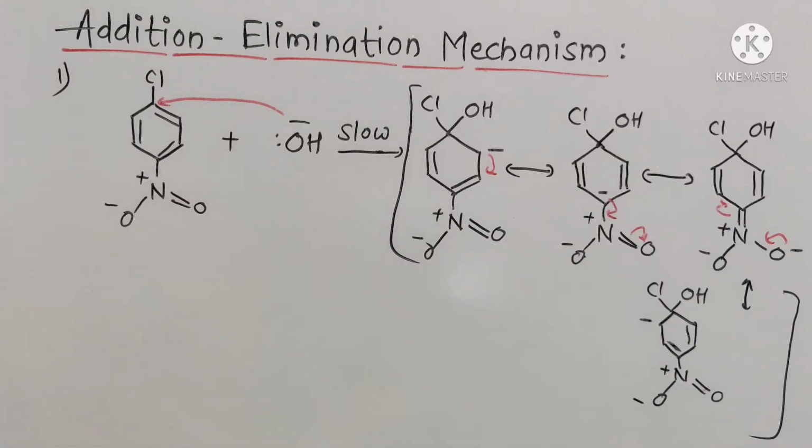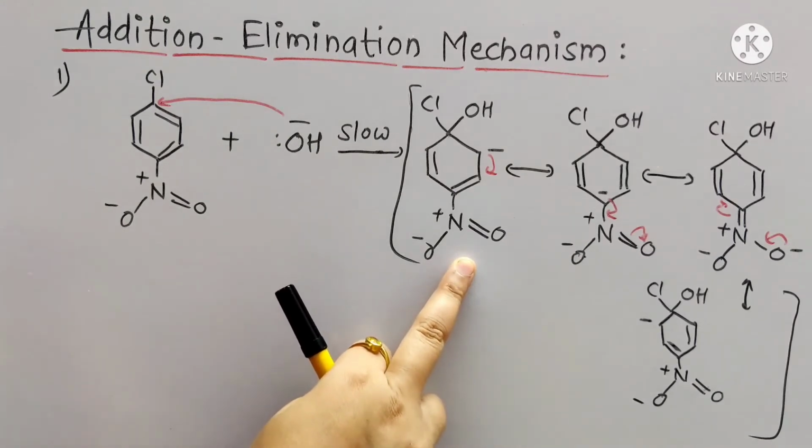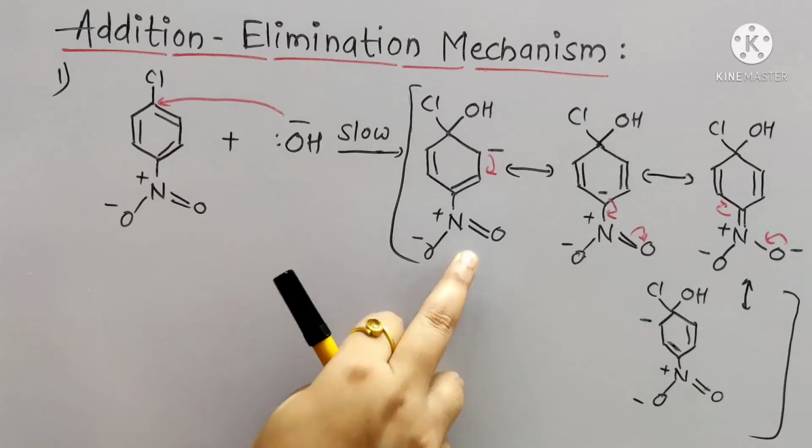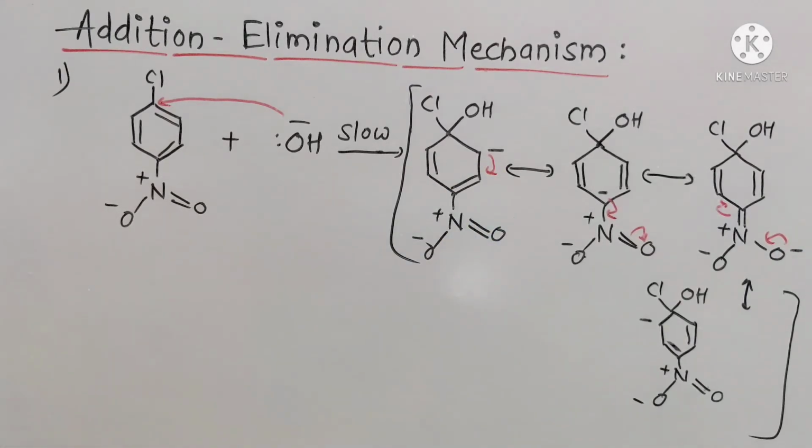This step is the slowest step in the reaction and is also called the rate determining step of the reaction. With the help of this activating group, the nitro group, it stabilizes this negative charge, and this lowers the activation energy of this step and makes the reaction possible. Now see the second step of the mechanism, that is the elimination of the halide ion.